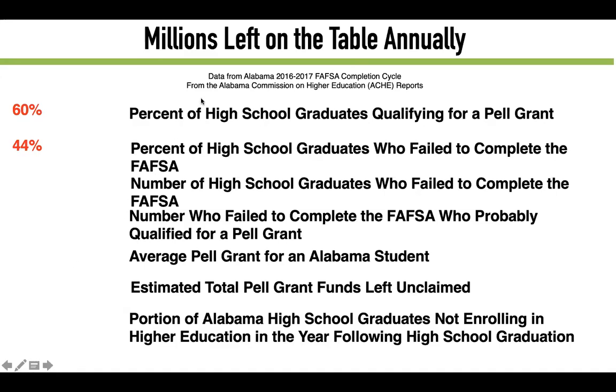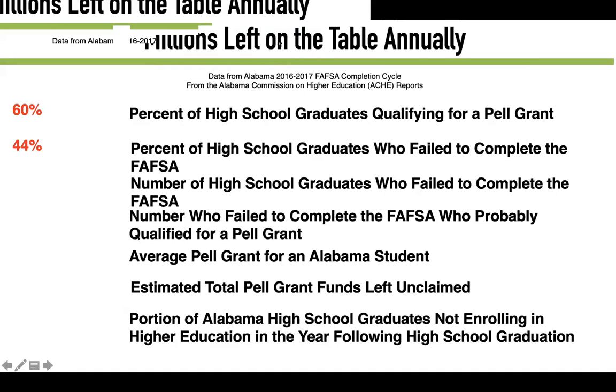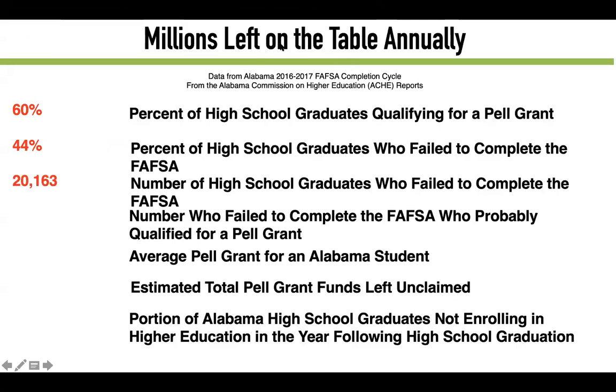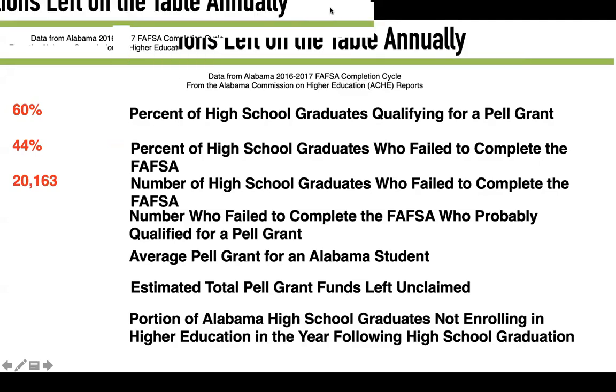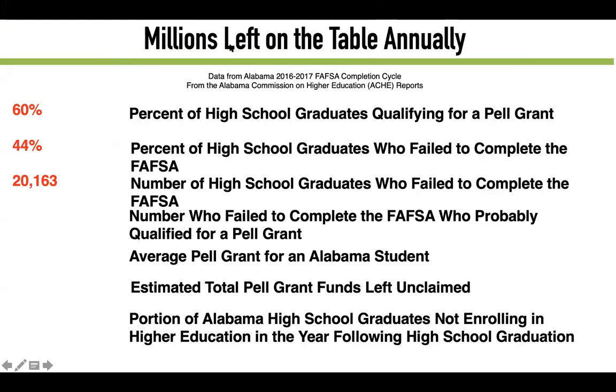44% of high school graduates fail to complete the FAFSA. And of course, if they don't complete the FAFSA, then they can't qualify for things like Pell Grants, scholarships, low interest loans, those kinds of things that help them get through college. In Alabama last year, over 20,000 students failed to complete the FAFSA. That's really unacceptable. With the need for skilled workers that we have in this state, with unemployment being as low as it is, we have to get as many of our high school seniors into college as we possibly can if we're going to sustain our economic growth.